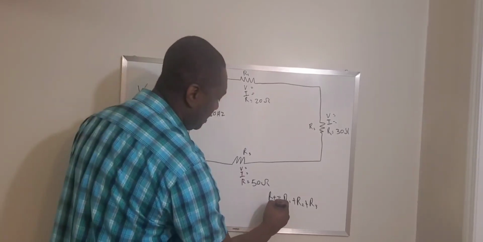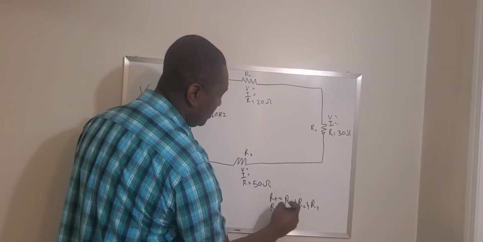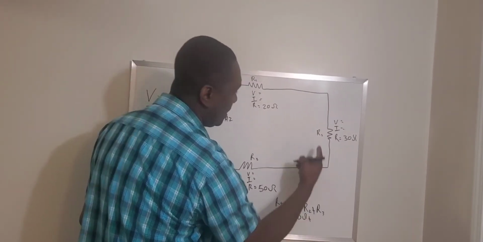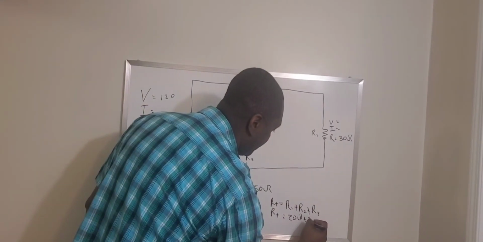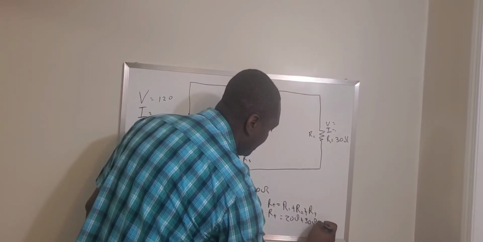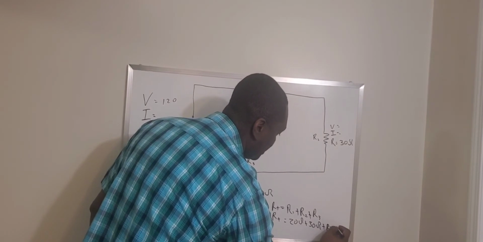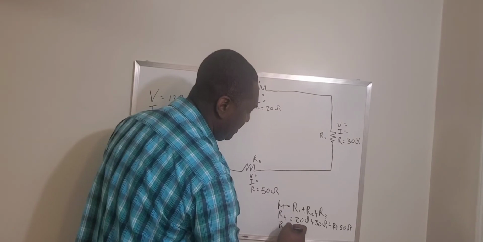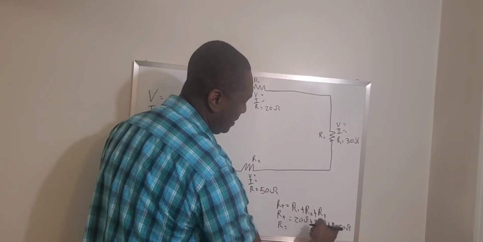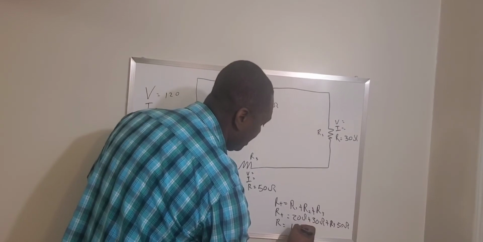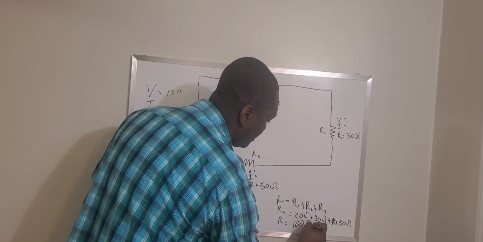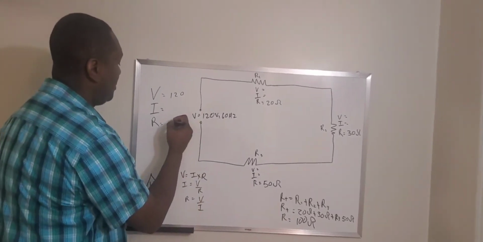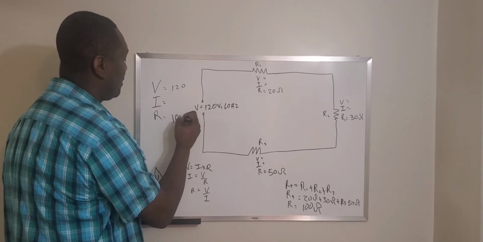So R total would equal R1, which is 20 ohms, plus R2, which is 30 ohms, plus R3, which is 50 ohms. So our total would be 20 plus 30 plus 50 equals 100 ohms. Now we know the total resistance in the circuit. We know that the total is 100 ohms.